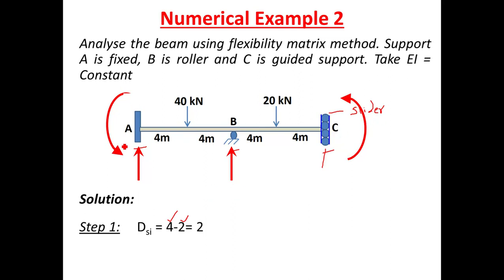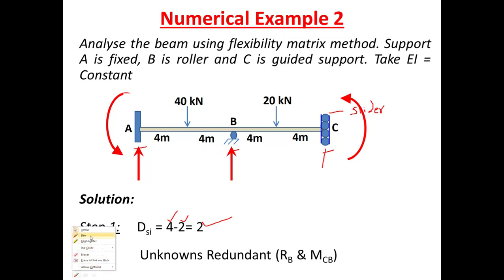So there are 4 unknown reactions minus 2 equations of equilibrium, so DSI is equal to 2. We will select those 2 as RB and moment at C. Why RB and moment at C? We will discuss that in the next slide.